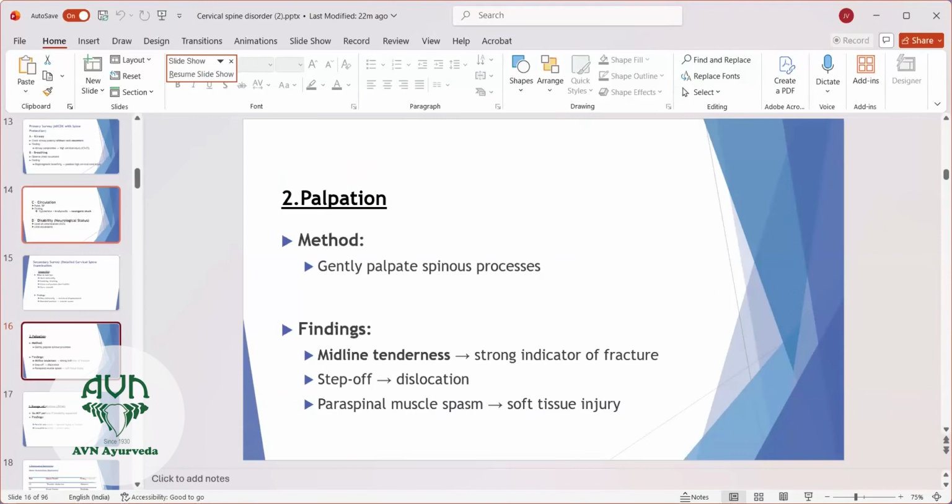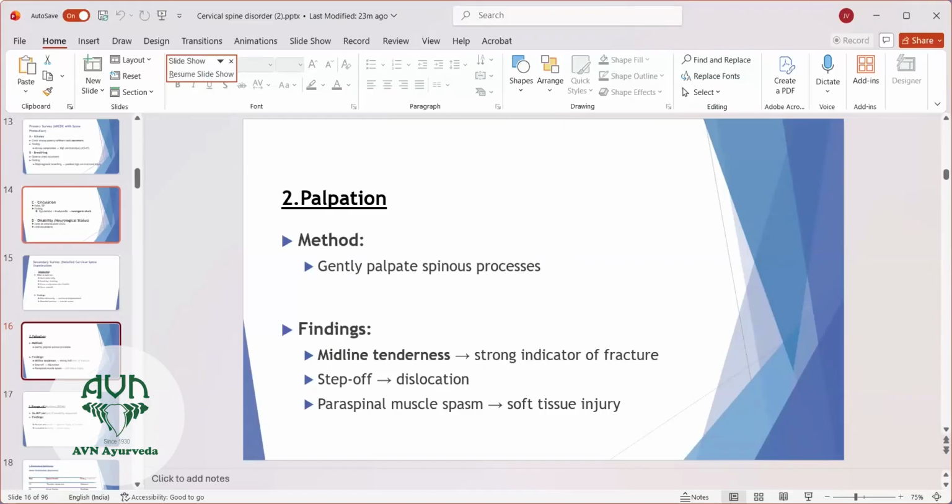While examining, we have to run our thumb along the posterior aspect of the neck, and observe any midline tenderness. If there is any midline tenderness, that shows a strong indication of fracture, in traumatic cases. Also look for a step deformity. Is there any step deformity? We have to assume that there is a dislocation or fracture.